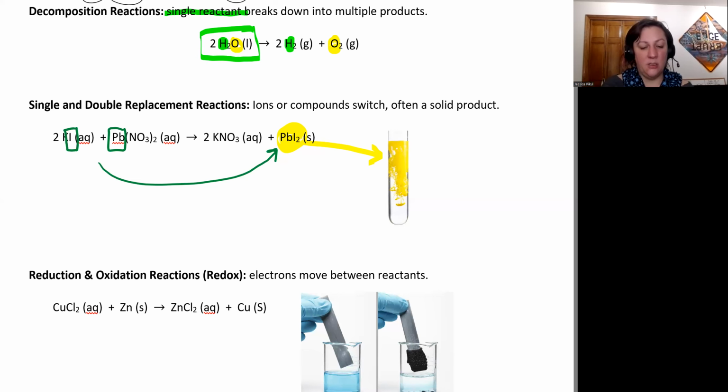Now, our potassium and our nitrate are soluble in water, and so there's still just a clear solution. And we don't see any observable change at all. But what's basically happening here too, right?